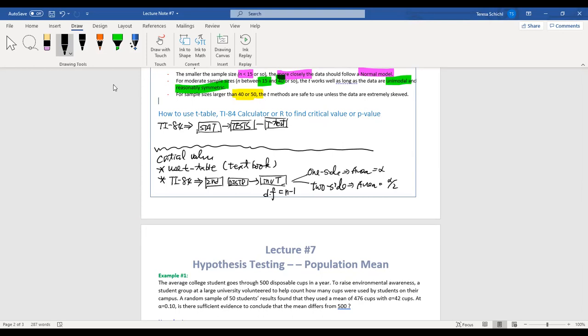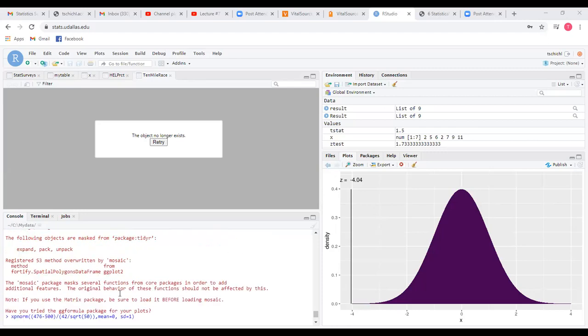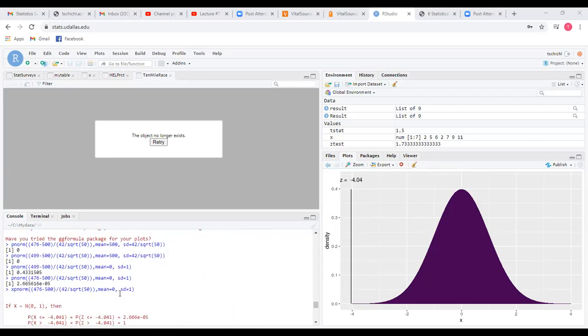Okay. So now that's what we did by using the critical value. So the last thing we want to do is, if you don't have a TI-84 calculator, you want to use R. How do you use R to find the p-values here? So now let's go to RStudio, and let me show you how we do it in R.